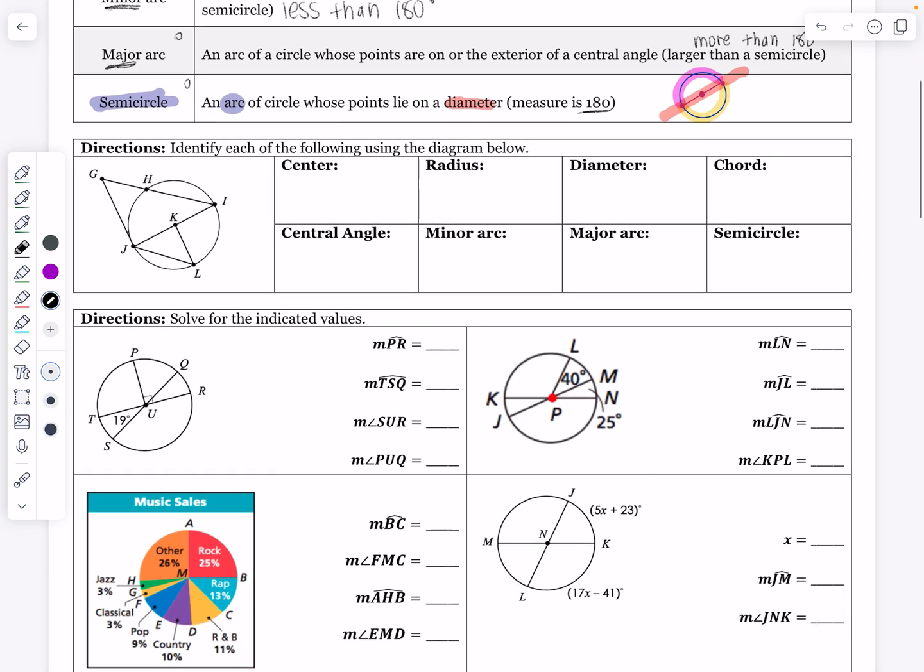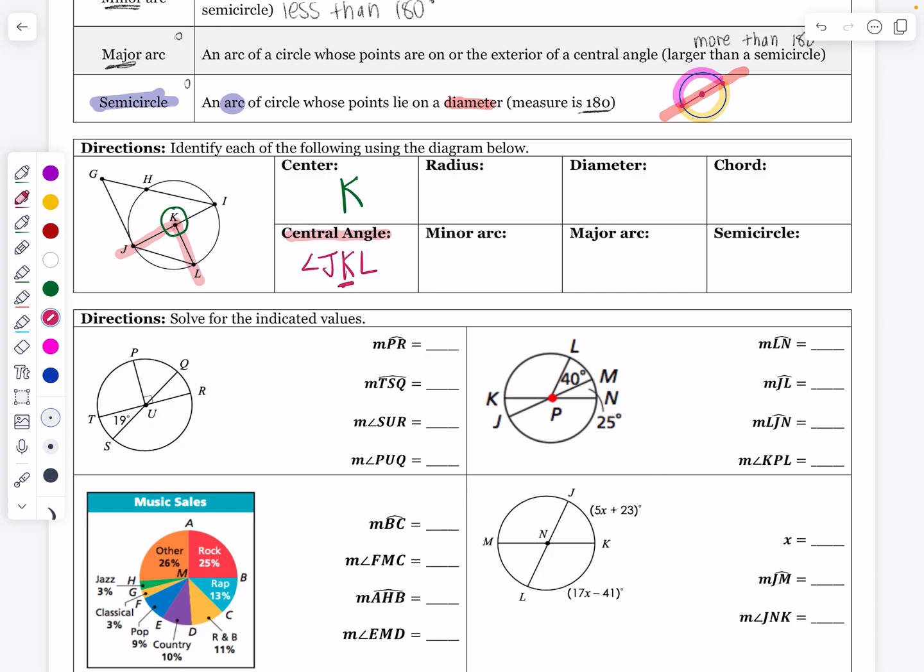We're going to be talking about all of this vocabulary and continuing to practice it. The next set of directions say identify each of the following using the diagram. Identify the center. What is the dead center middle of the circle? Point K. So the center of the circle is K. It's got that dot right there in the middle. Why does that matter? Because a central angle is an angle coming out of the center. Like this angle, JKL, is a central angle. So I'm going to name that JKL. But what I want you to notice is that K is still going to be the vertex of that angle.